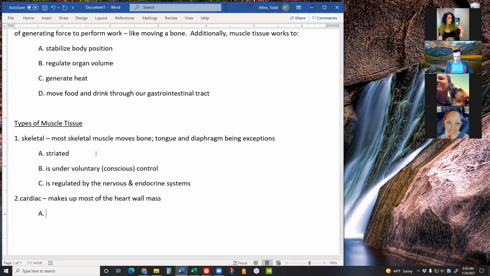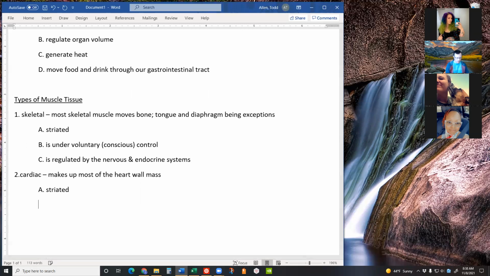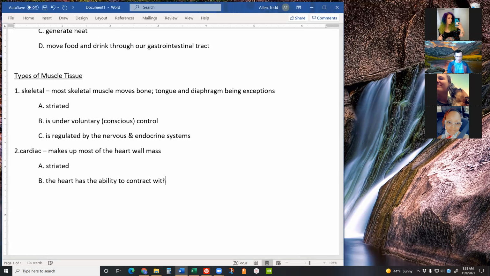Cardiac muscle tissue is also striated, although the striations do look a little bit different from the skeletal muscle. The heart itself has the ability to contract and beat independent of the nervous system. That's because there's a subset of cells in the right atrium called pacemaker cells that help generate the rhythm of the heart contraction. That property is known as autorhythmicity. The heart has the ability to contract without nervous system stimulation.